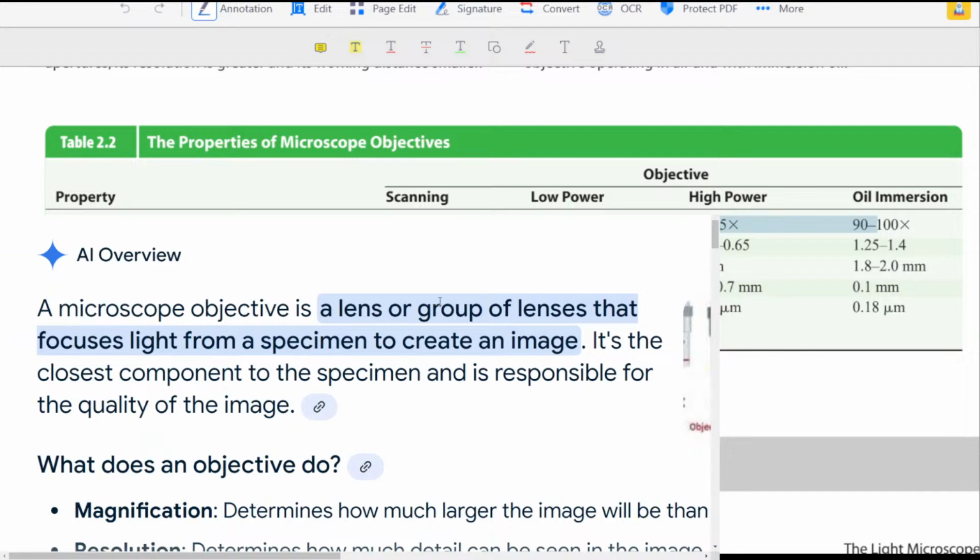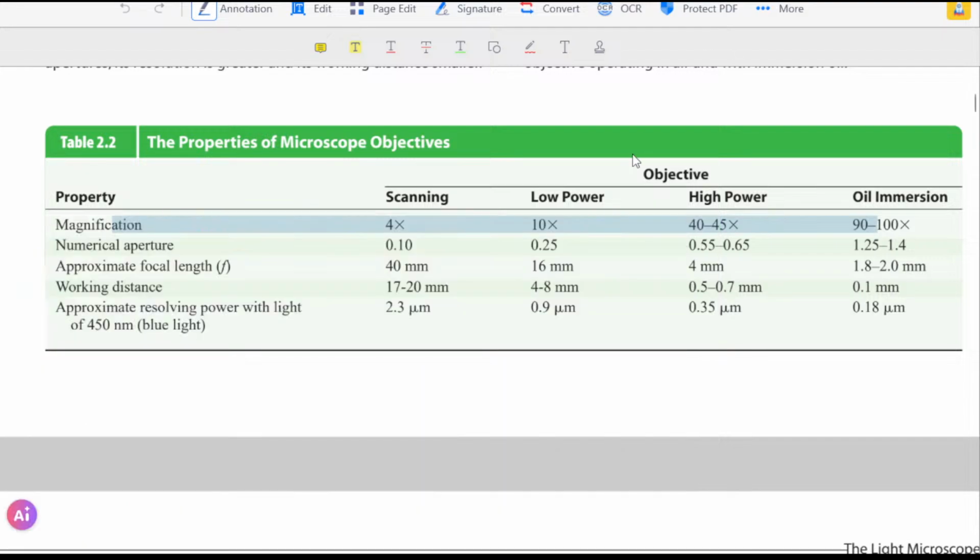Objective is a lens or group of lenses that focuses the light. Alright, I was going to go crazy there. So, magnification: scanning 4x, low power 10x, high power 40 to 45x, oil immersion 90 to 100x. This is the scanning and this is the magnification, right?